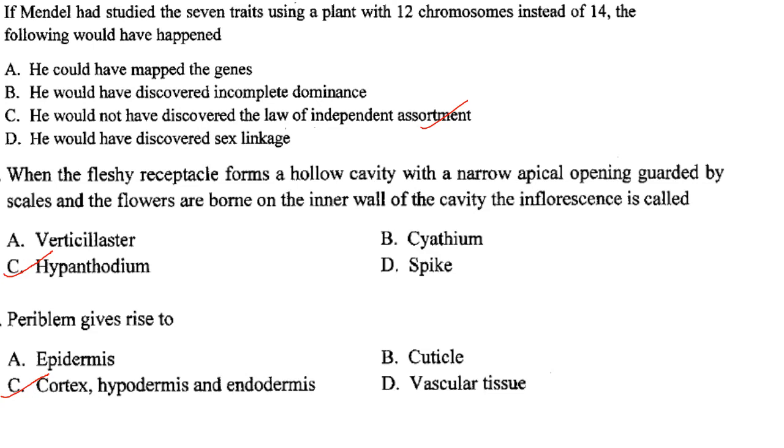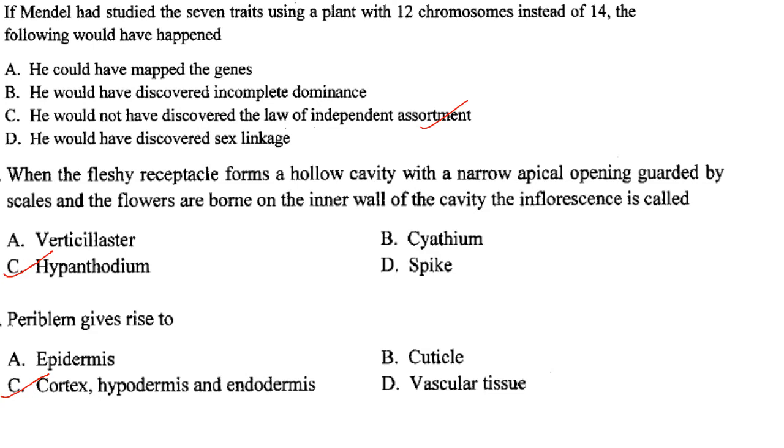Because Mendel studied 7 traits in the pea plant. Pea plant has 14 chromosomes, that is 7 chromosomes in haploid condition. Hence he studied one trait or a gene on one chromosome. If the pea plant had had 12 chromosomes instead of 14, he would not have discovered the law of independent assortment. Instead, he would have discovered linkage, as 2 genes would have been present on a single chromosome. So answer is option C.